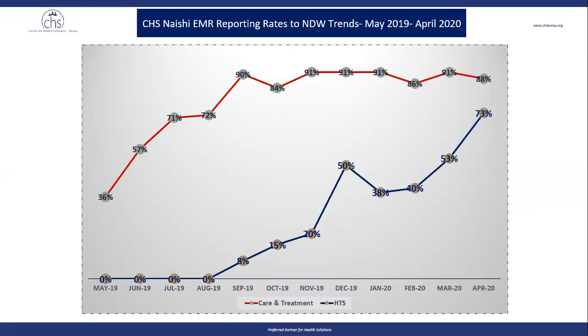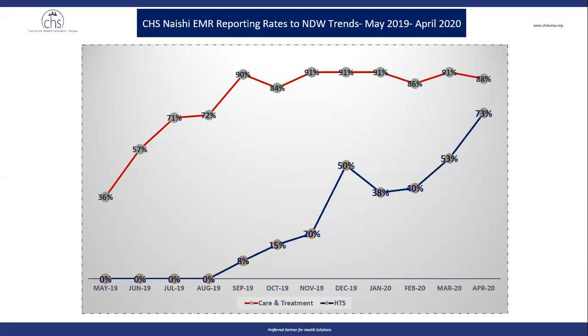Our reporting rates over time in a time series from May 2019 to April 2020: the first line showcases the care and treatment reporting over time, starting at 36% from May 2019, currently at 88% as at April 2020. But of interest is the eHTS, that we started at 8%, and we are currently at 73% as at April 2020.